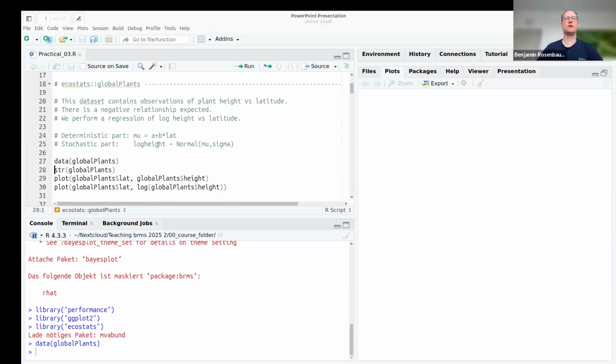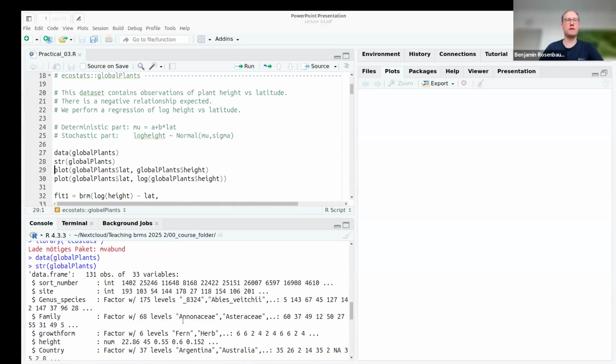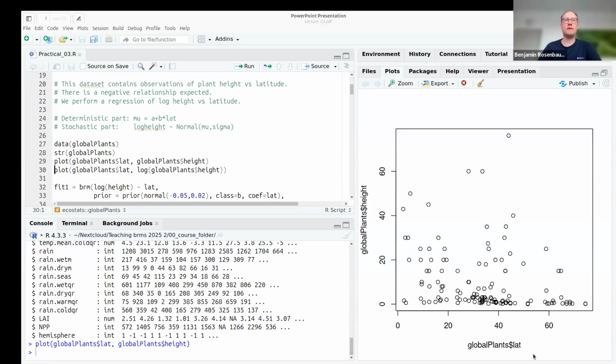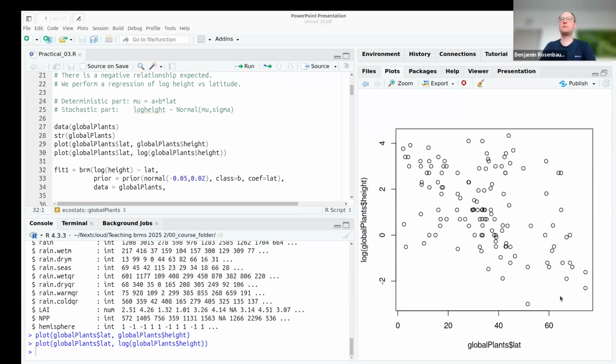So we are loading this data set, which is from this package, and we have 130 observations with lots of variables here, but we are interested only in a couple of things. This is the latitudinal gradient of plant height. So we are only interested for now in two variables: latitude as a predictor and plant height as the response. And I'm log transforming the response.